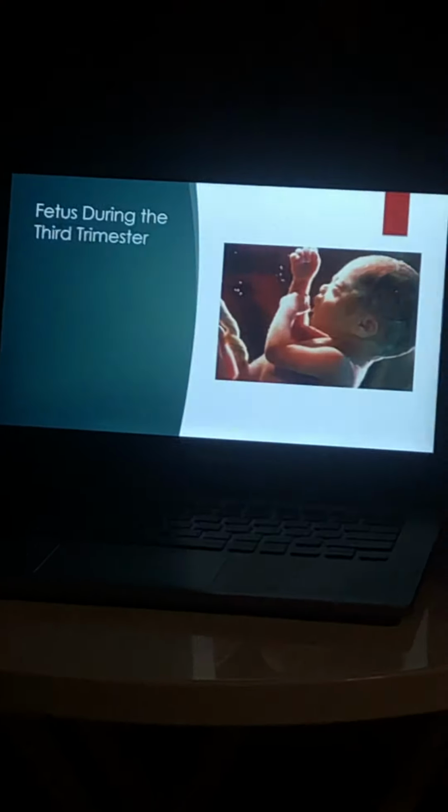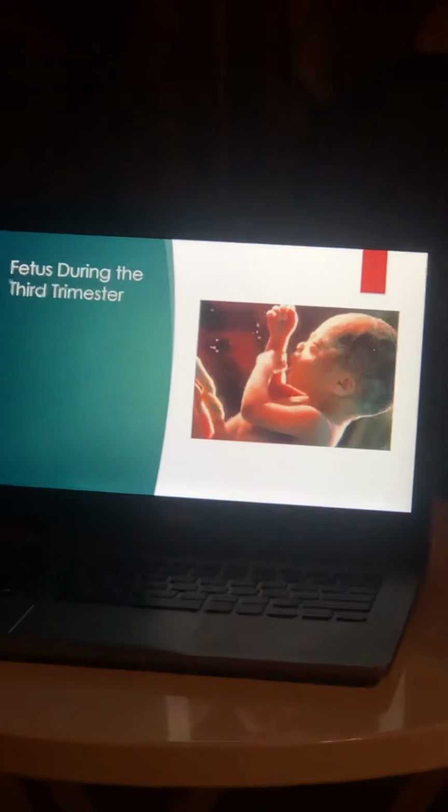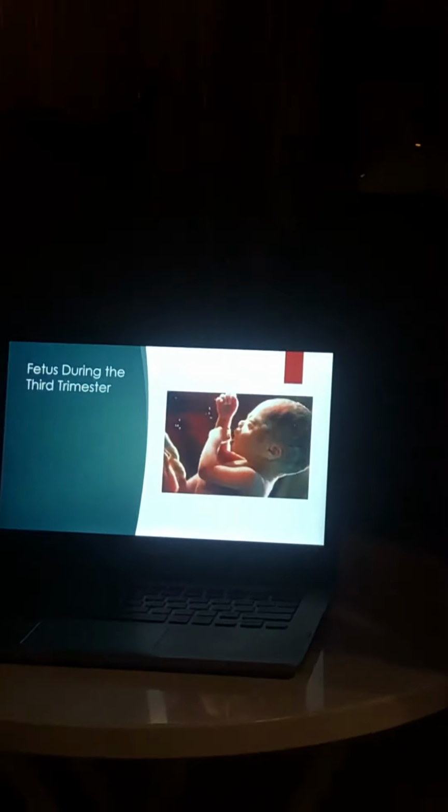Here is a third trimester fetus, and while reading Mike Walters' book Abortion, during the third trimester, 28 to 40 weeks, the baby is close to fully developed and is gaining weight and the lungs mature. And you can see the baby has hair and more defined features.